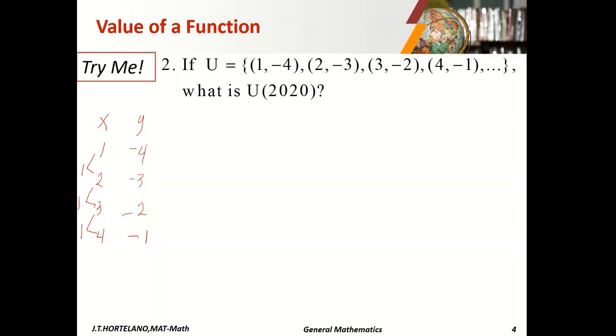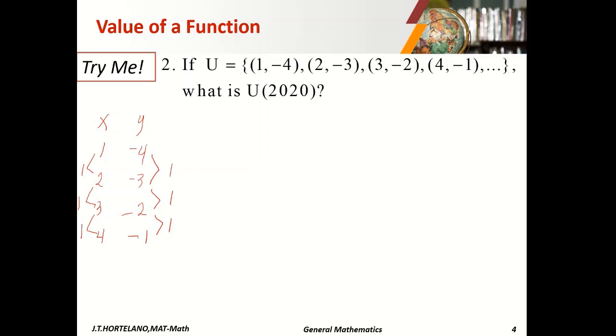Now, for the y values, get the difference between these. -4, -3. So, that's -3 minus -4. So, that's +1. And between -2 and -3, that's also +1. -2 and -1, that's also +1. So, since parehas ang kanilang differences, we can say that this relation is a linear function.